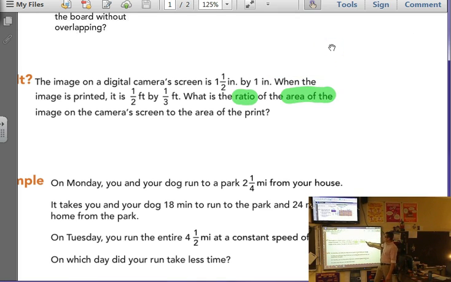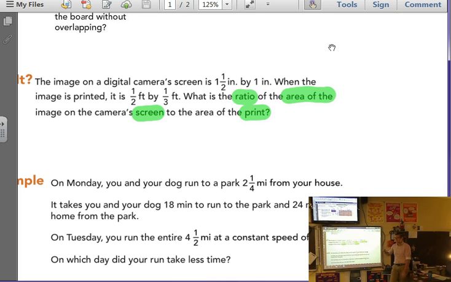So ratio, area of the image on the screen to the print. So first, I see inches and feet. So we're going to want to convert what to what? If I see that I'm using the labels inches and feet... Yes. So really what I'm asking is what's easier to work with? Is it easier to convert 1.5 inches into feet? Or is it easier to convert half a foot into inches? Ellie, do you know? Easier to go from feet to inches or inches to feet?